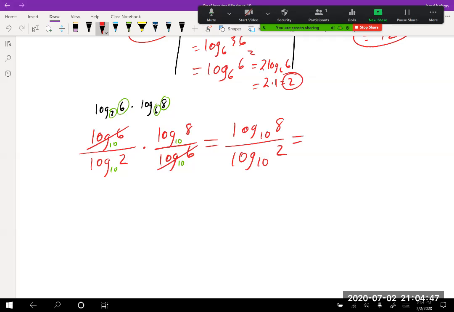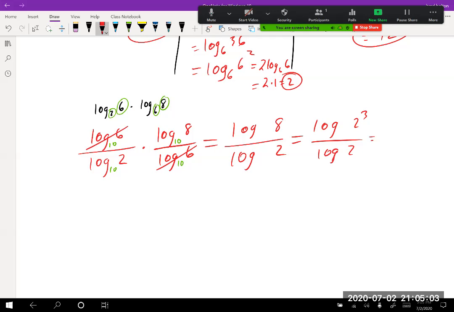However, 8 is really 2 cubed, so I could rewrite this as log of 2 cubed over log of 2. So then I can move the power to the front with one of my properties. Cancel my logs. Now I canceled the entire log base 10 of 2 and log base 10 of 2, and I'm just left with 3. And that's all I got. That is my final answer.